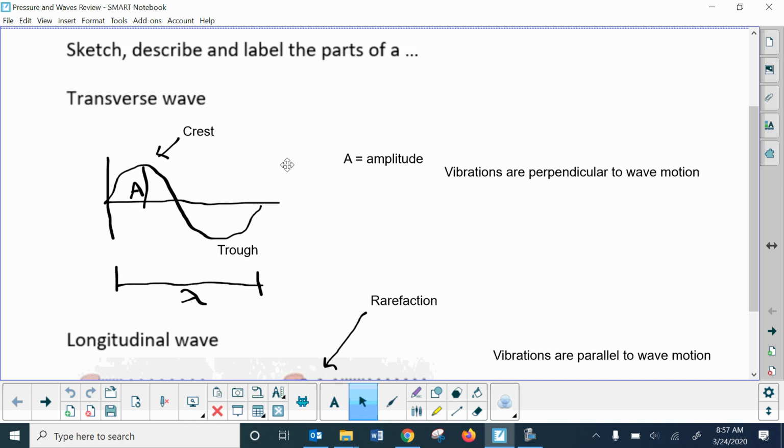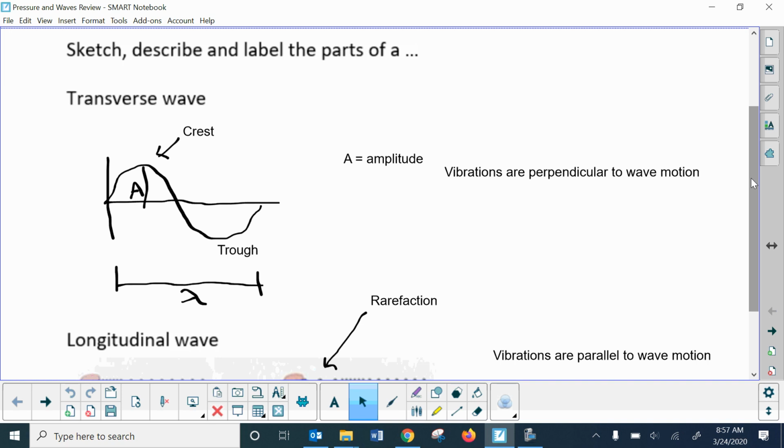So the transverse wave is the one that kind of looks like what you would typically think of when you think of a wave. And you have your crest, which is the highest point, the trough is the lowest point. Your amplitude, which is your highest distance away or lowest distance away from the equilibrium, which is that central position. I labeled A for amplitude. And then just describing the transverse wave, the vibration is up and down in this one, and the wave moves to the right, so they're perpendicular to each other.